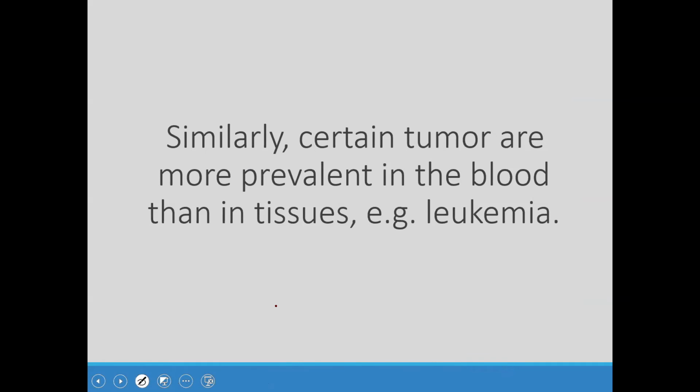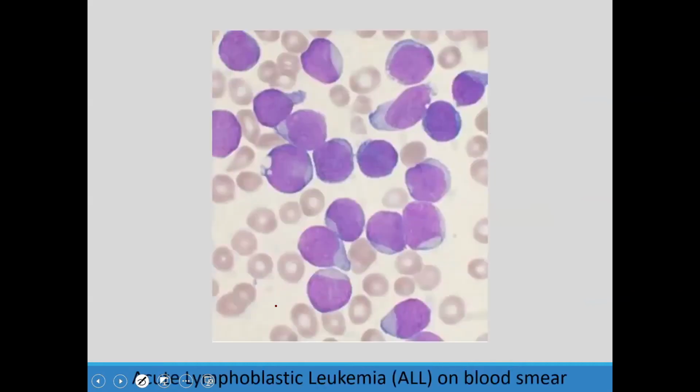As another example, certain tumors are more prevalent in the blood than in tissues. And so those tumors are going to be more dealt with by the hematopathologist. And so here's an example of an acute lymphoblastic leukemia, which we summarize as ALL, or we use these letters ALL to indicate this disease. So this is a disorder, a leukemic process, which is a malignancy that arises from the stem cells in the bone marrow, and eventually is going to be present in the blood.